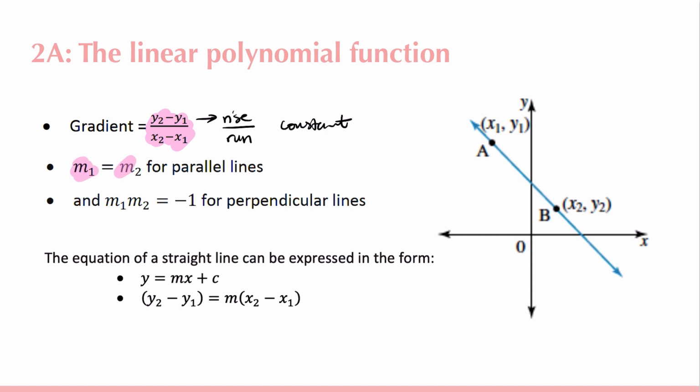Some special identifying features of types of lines. If two lines have the same gradient, which means their rise and run is the same, they are going to end up being parallel because the rate of change is going to be the exact same. Also, if you multiply two gradients and it equals -1, it means that the lines are perpendicular. So a perpendicular line is a line that crosses at 90 degrees.